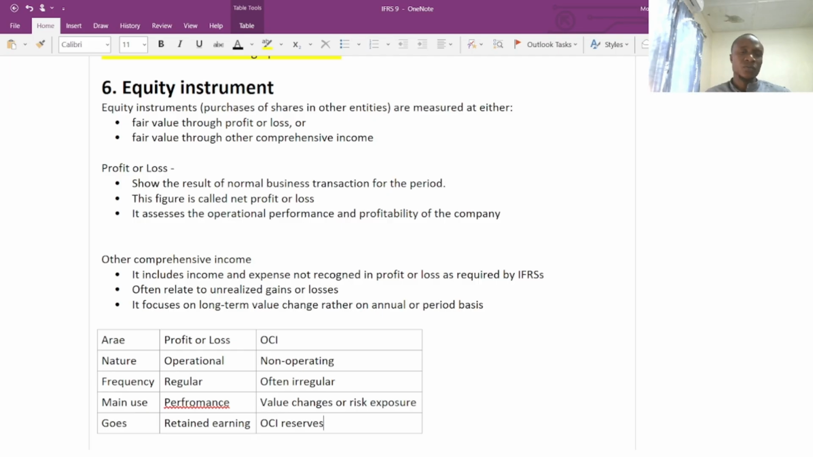So very simple. The gain on revaluation, we are going to show it as assets, and we are going to show it under the comprehensive income instead of under the profit and loss, for example. So it's a very simple concept that you need to know, and it's a clear distinction for you.